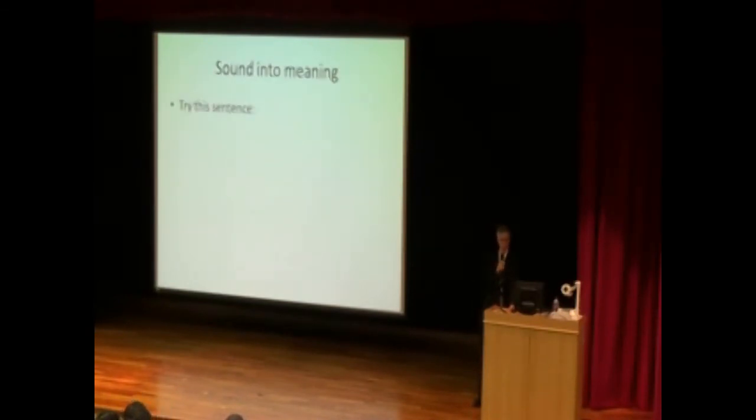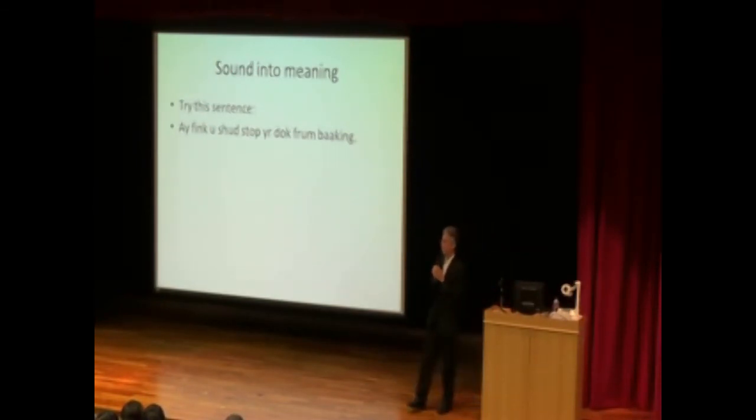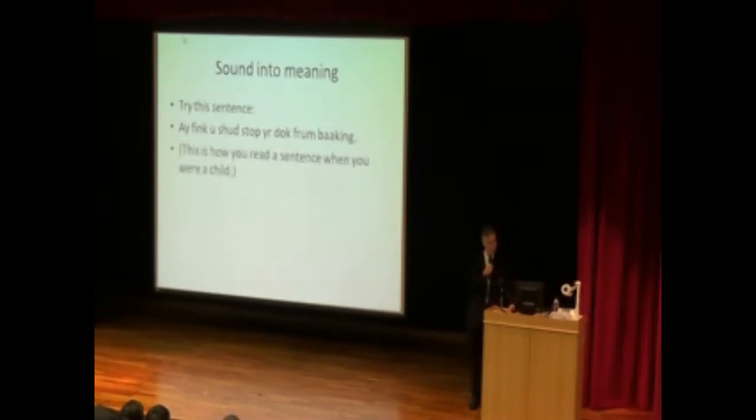I'm going to give you another sentence. Okay, what has happened in your brain? I took you back to when you were four or five years old. And you read this sentence just like a five-year-old. You tried to sound things out, and then you tried to derive meaning. So sound, and then meaning. This is how you read a sentence when you're a child. Did you enjoy going back to your childhood?